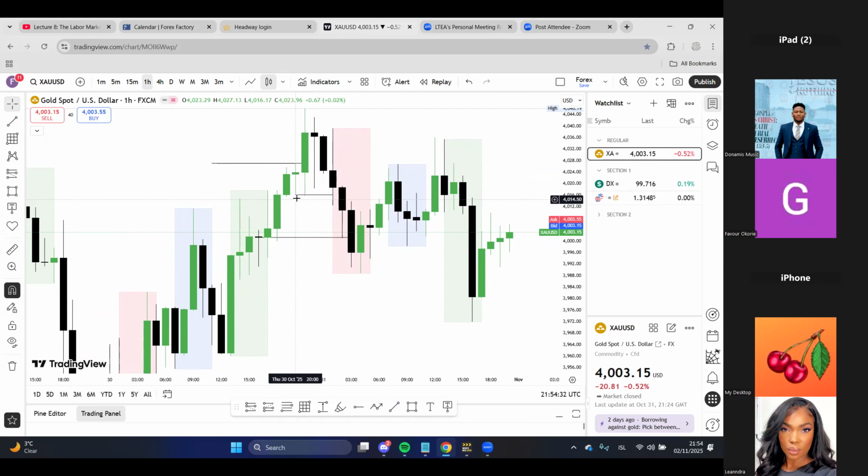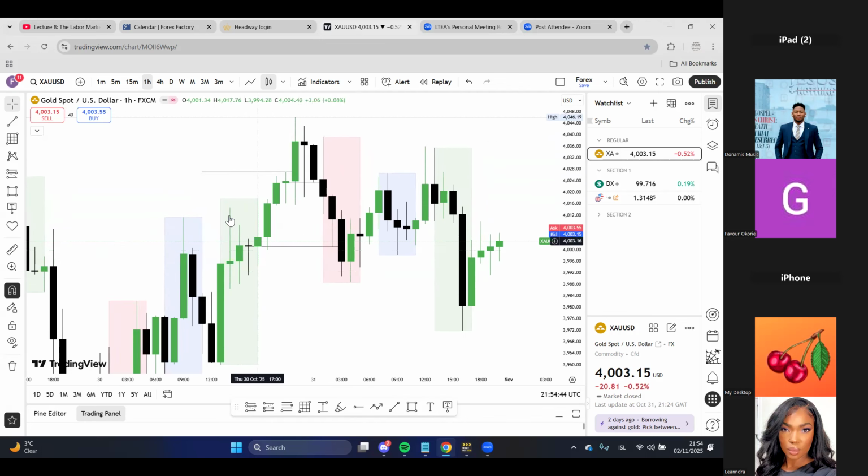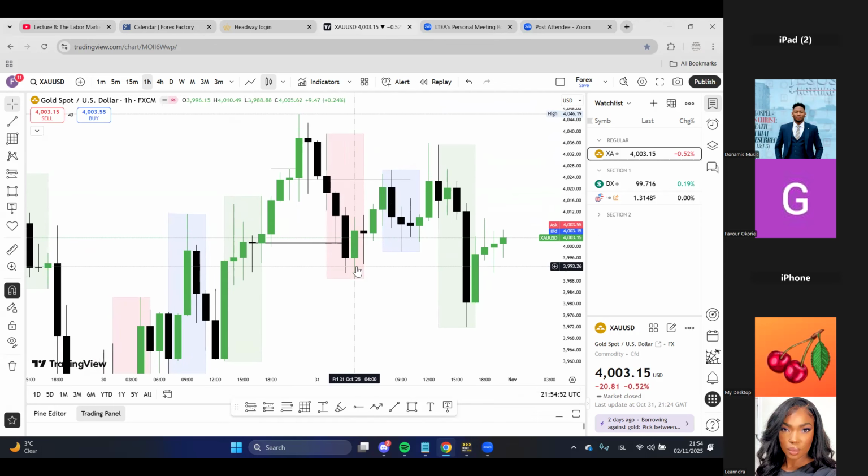So you can use the body right here. Forget the fact I use the wicks. You can just use the body. This tells you that this is a change in state of delivery. These two right here. So automatically, you already know that price has shifted structure right here. You see how price balanced that area later on, rejected and pushed down.